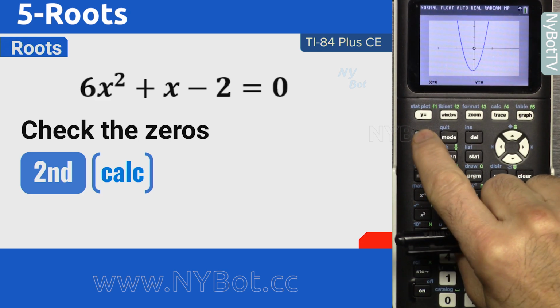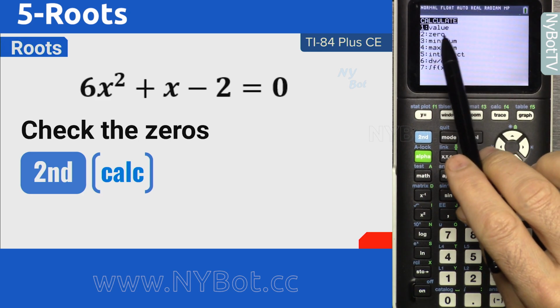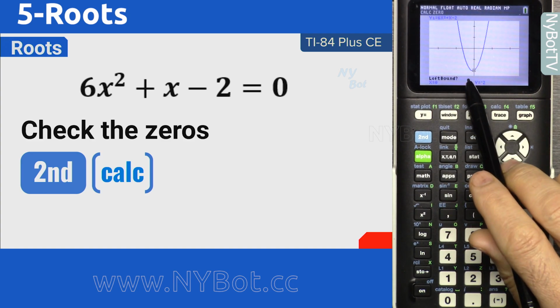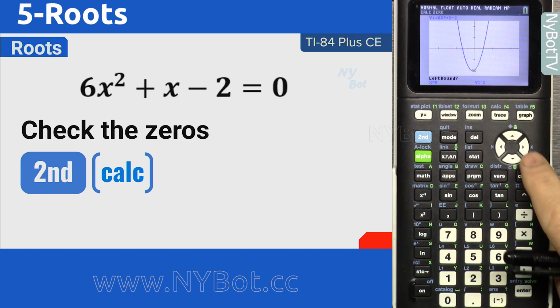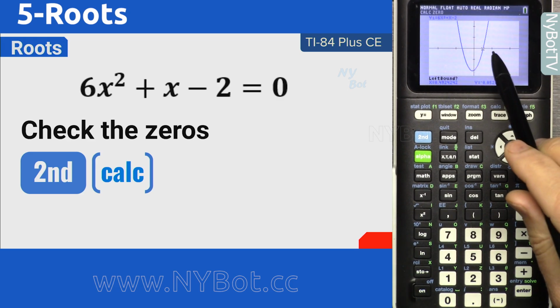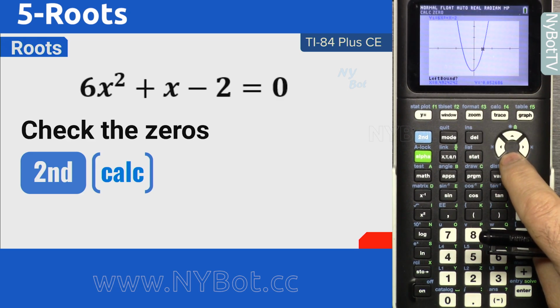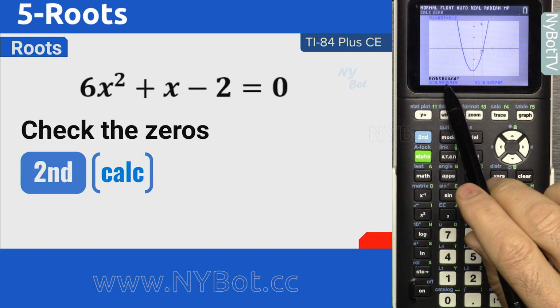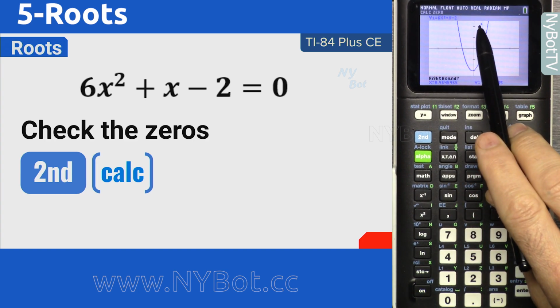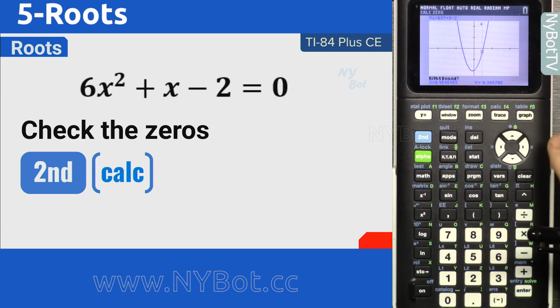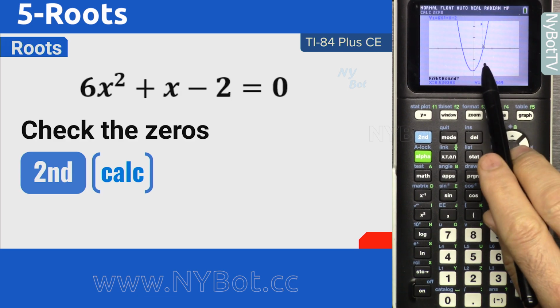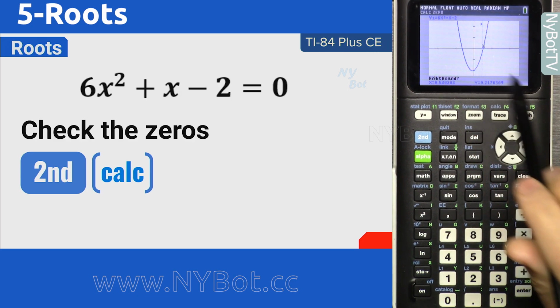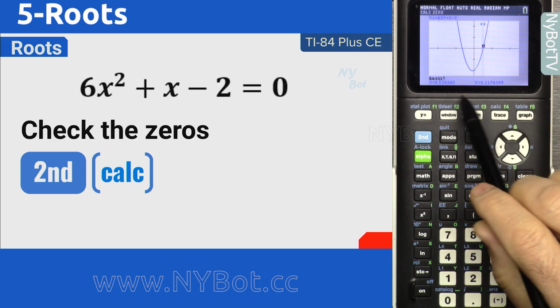I'm pressing second function calc and then 2 zeros. In this case I'm moving to the crossing point, which is the 0. I'm just going a little to the left, enter. Now it says go to the right bound. The arrow is here. I have a separate video for this, so I'm not going to talk about this. I'm just going on the right side of this line or the 0, and now it says guess.